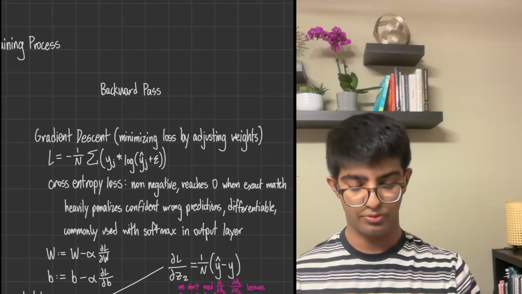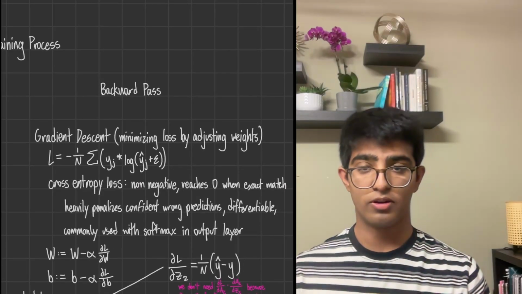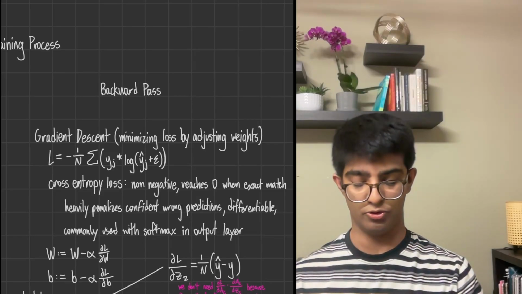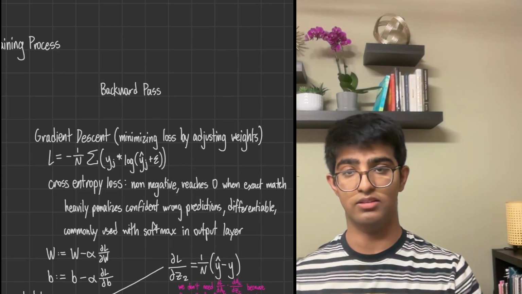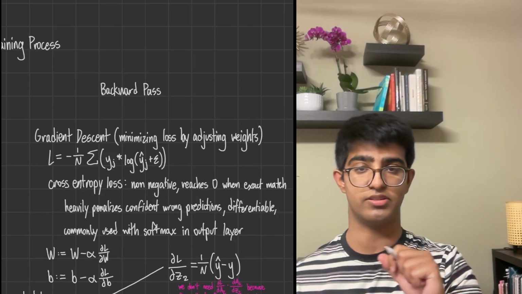So now let's talk about our backward pass. Training neural networks at its core is gradient descent. It's one of the main algorithms for training neural networks. Gradient descent is about minimizing loss, minimizing our error, by adjusting the weights and adjusting the biases.